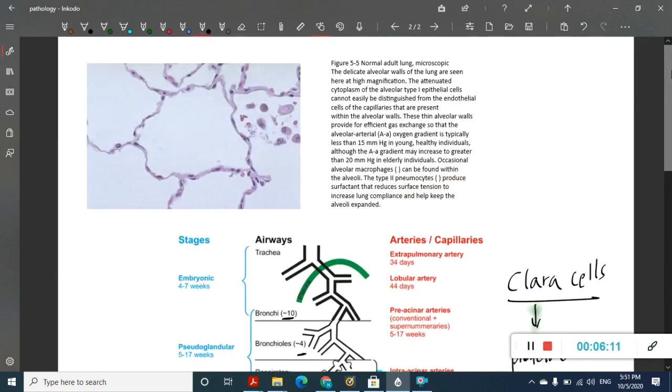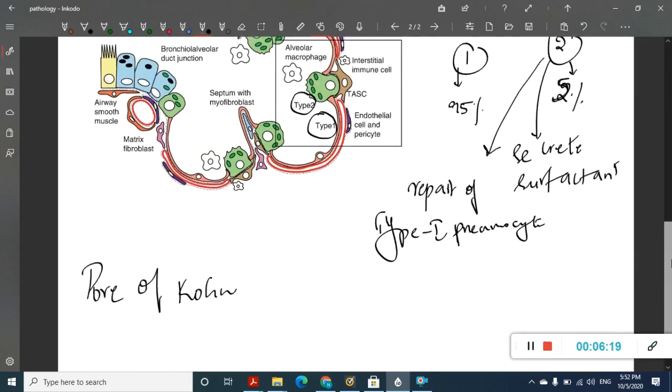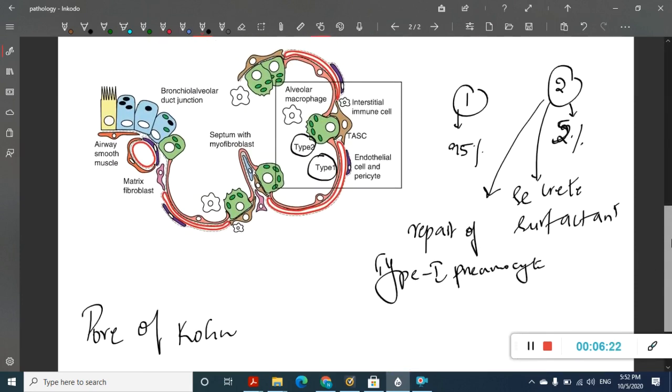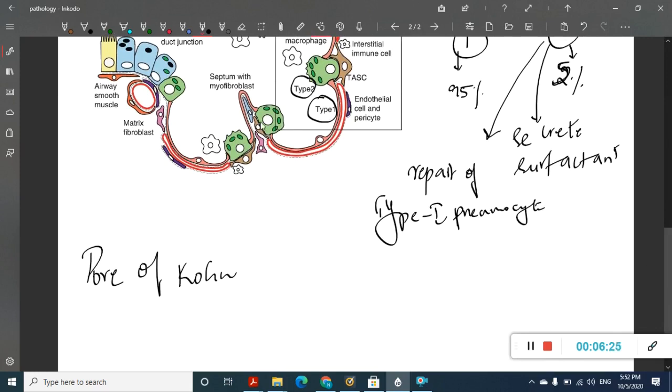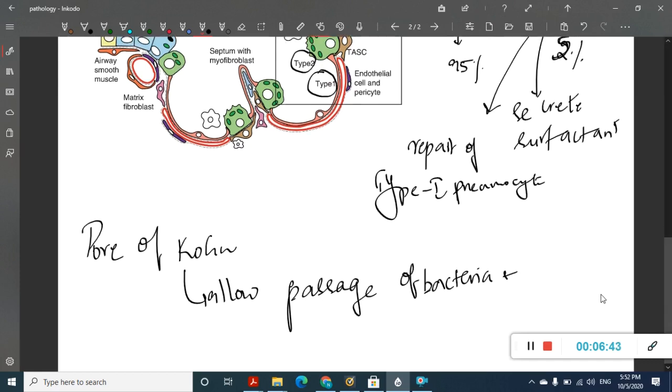And then there is a structure called the pore of Kohn. What is this pore of Kohn? These are present in the alveolar wall. In the diagram it's not written, but they are present in the alveolar wall itself, and these pores of Kohn will allow passage of bacteria and also exudate between adjacent alveoli. I'll show you in the picture where they can be.